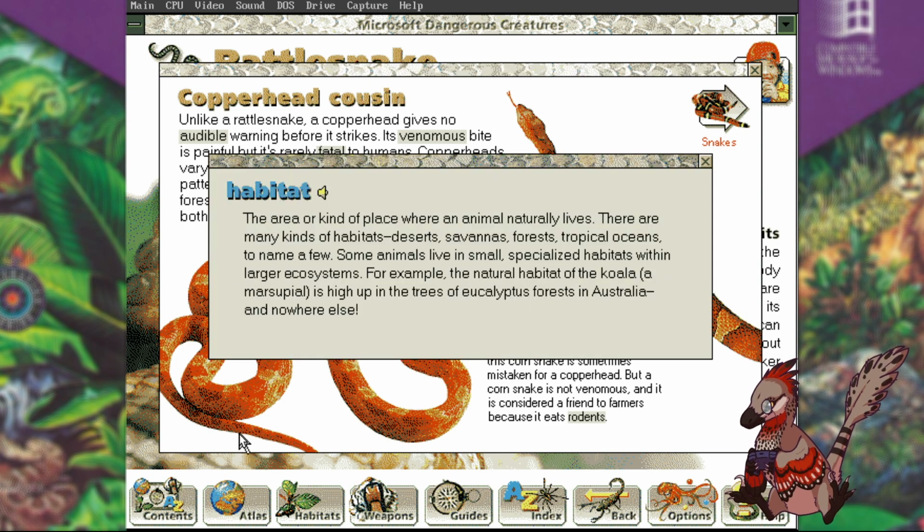Habitat. The area or kind of place where an animal naturally lives. There are many kinds of habitats. Deserts, savannas, forests, tropical oceans, to name a few. Some animals live in small, specialized habitats within larger ecosystems. For example, the natural habitat of the koala, a marsupial, is high up in the trees of eucalyptus forests in Australia and nowhere else.